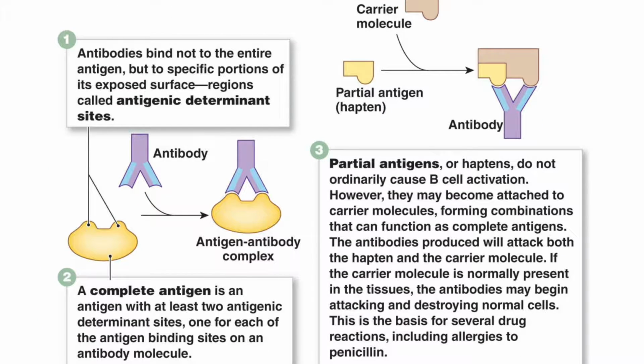So antibodies bind to what are called antigenic determinant sites on the antigen. Complete antigens will have 2 of these antigenic determinant sites like this. Partial antigens, or haptens, only have 1. So partial antigens do not normally bind to antibodies, but they can if there's some sort of carrier molecule. And if that carrier molecule is normally present in tissues, antibodies may begin attacking normal cells, and that can lead to allergies and autoimmune diseases.